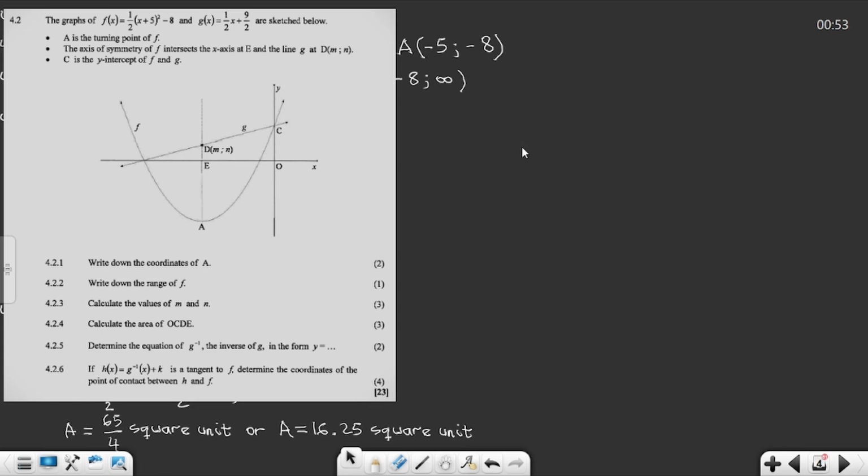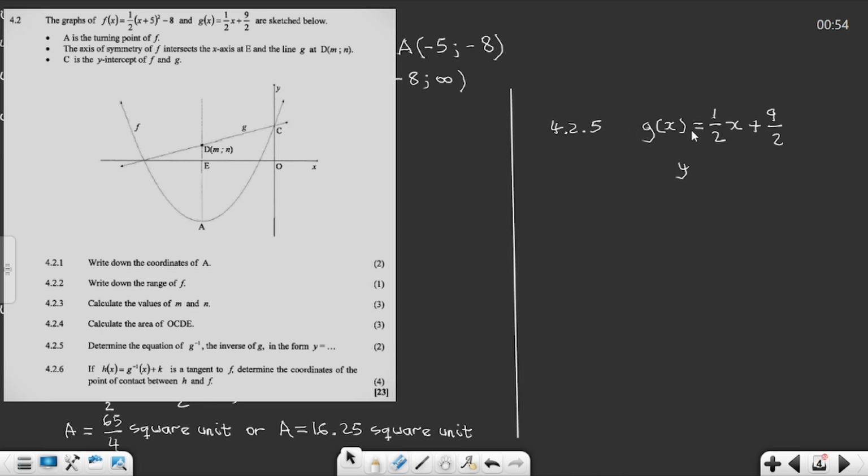So let me put a line here, okay. And now we are going to solve 4.2.5. We need to find the inverse of g. So what is g of x? It's given, can you see? It is 1 over 2x plus 9 over 2. Okay, so this is g of x. Okay, first of all, what you want to do is to write g of x as y. And then you can now find the inverse of g of x.